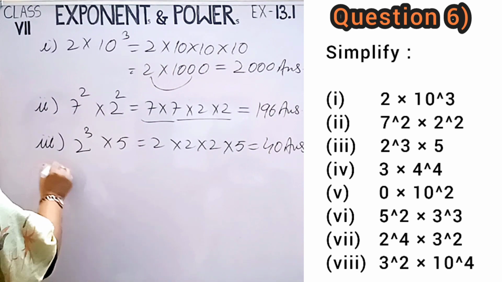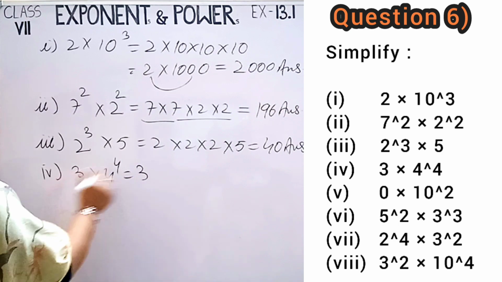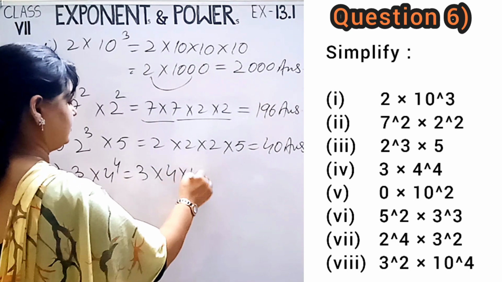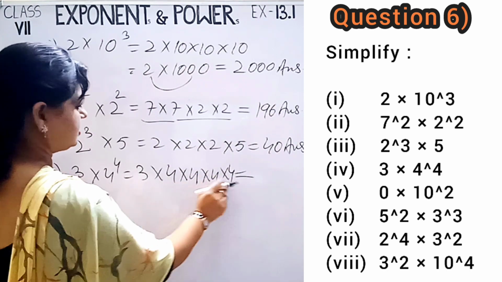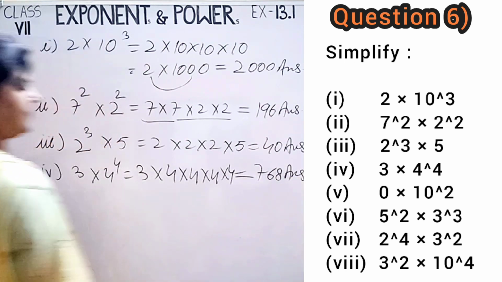Fourth part, 3 into 4 raised to the power of 4. So 3 only one time here. Now 4 will be written 4 times. After multiplying, we got here 768. 768 answer.